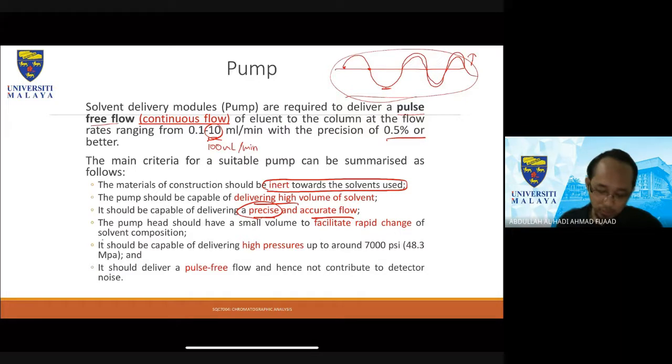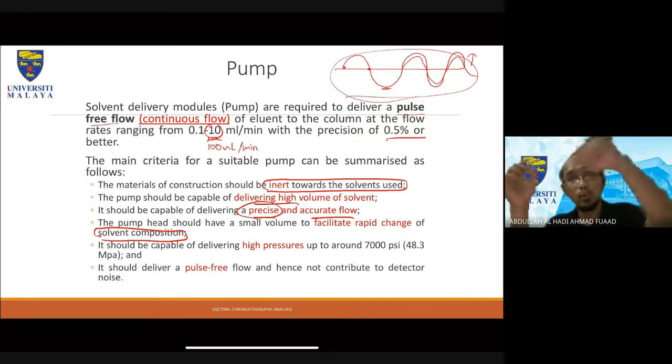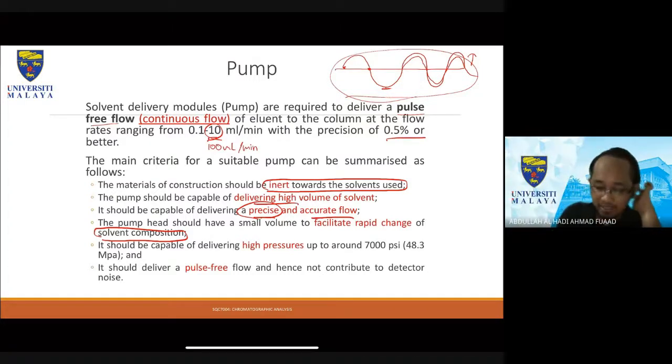Solvent composition is also very important. But again, this depends on the type of pump, the whole setup itself. If, say, you have a single pump, and the pump flows through into a separate mixer, then the pump itself is reasonably okay, even if it doesn't facilitate a rapid change of solvent composition.